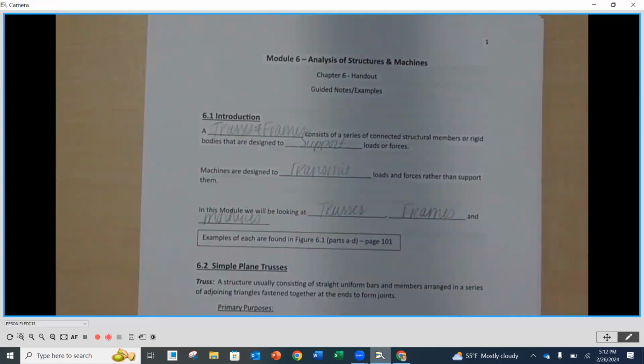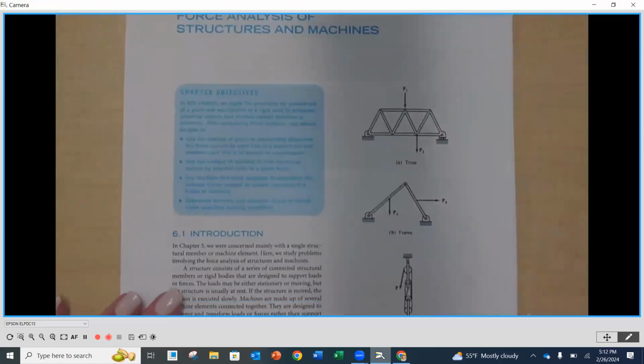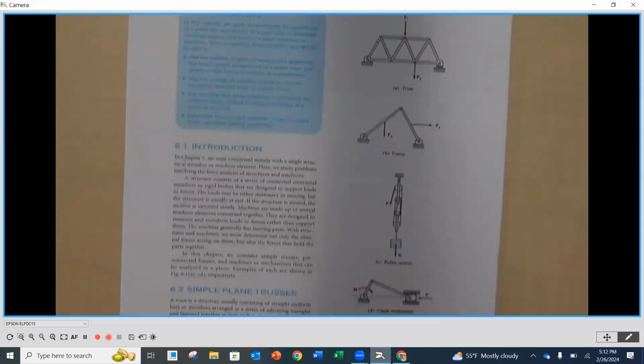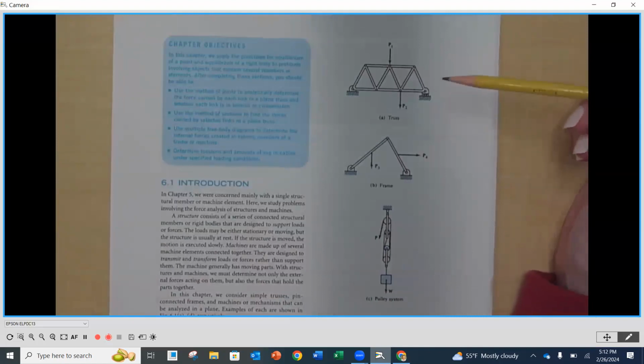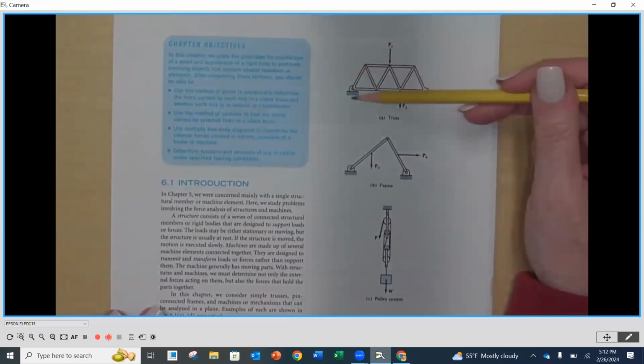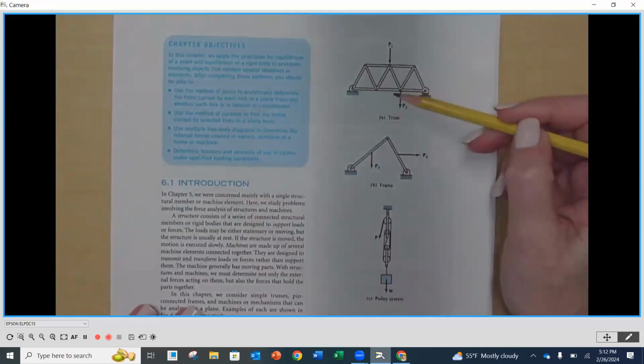The first part of our chapter is going to be looking specifically at trusses. Now, before we move to our first section, on page 101, which is the first page of this chapter, they're showing examples of each one of these. The first one they're showing us here is the truss. So a truss, familiar to us, is going to be something that is connected many times, not always, in a configuration where we start to see triangles form.